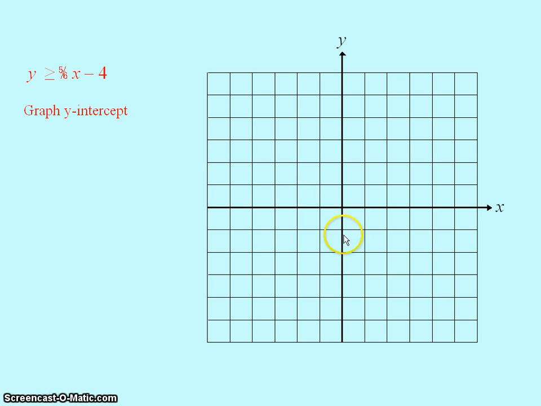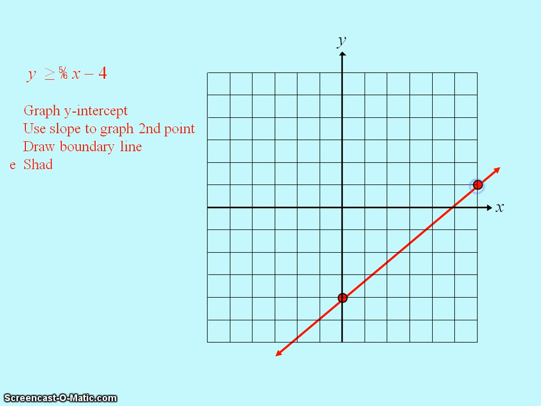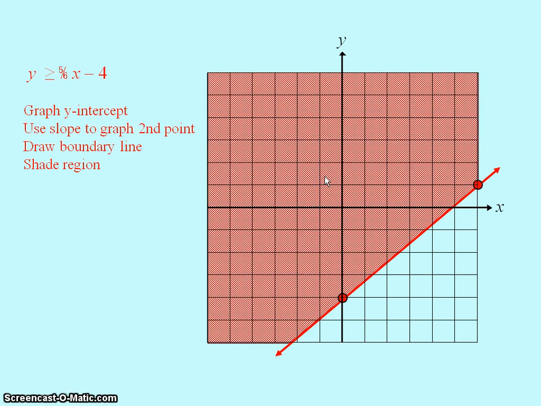Y-intercept's -4, so we go down 4. There it is. Slope is 5/6. So from this y-intercept, I go up 1, 2, 3, 4, 5, to the right 6: 1, 2, 3, 4, 5, 6. There it is. Okay, the boundary line, it's underlined. Greater than or equal to, so it's going to be solid. Now to shade it, it's greater than, so this is above. I'm going to shade everything above right here in that region.